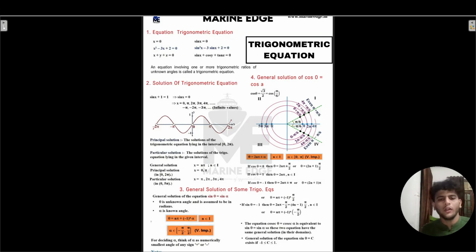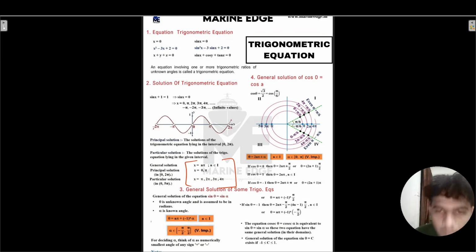Now you have to understand the general solution, that is, how we find the solution of a given equation which has the sin x variable. The general solution is x equal to n pi. The principal solution in 0 to 2 pi is x equal to 0, pi. The principal solution in 0 to 5 pi is x equal to 0, 2 pi, 3 pi, 4 pi.